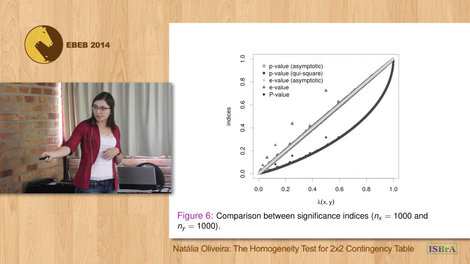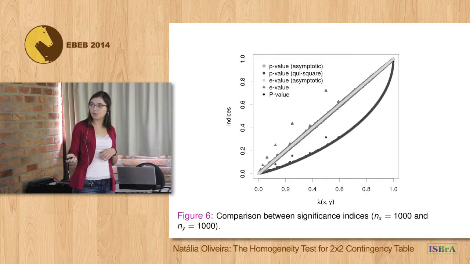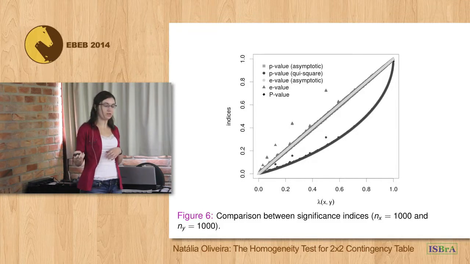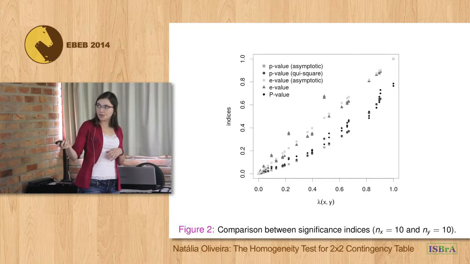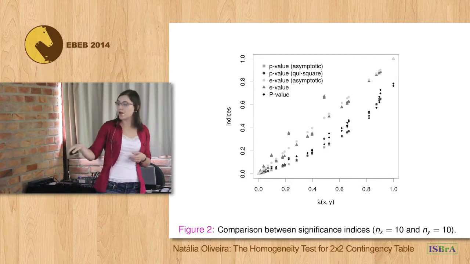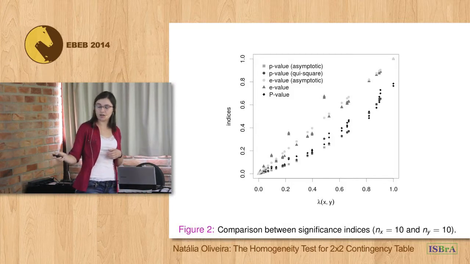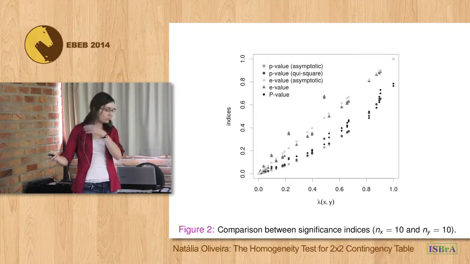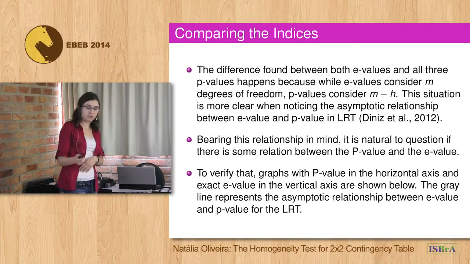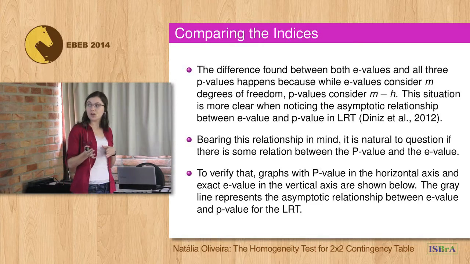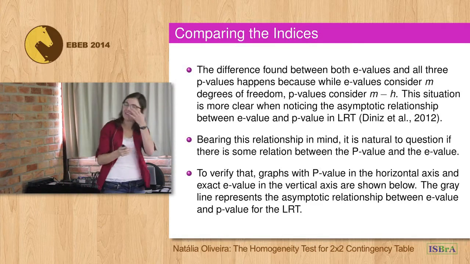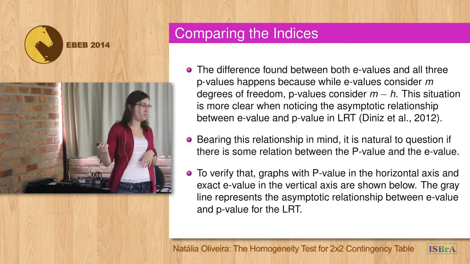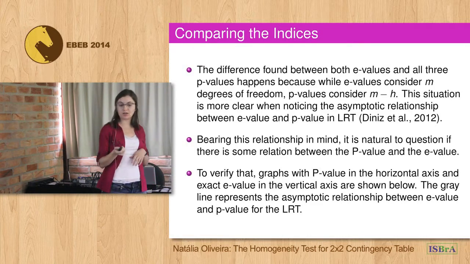After looking at bigger sample sizes, it becomes really clear that all the indices are really similar to each other. But then, after looking at them for big sample sizes and knowing what to look for, this relationship, even with small sample sizes like 10 and 10, you can already notice that. So the difference found between both p-values and e-values happens because of the difference between degrees of freedom. That is actually an asymptotic relationship from this work.